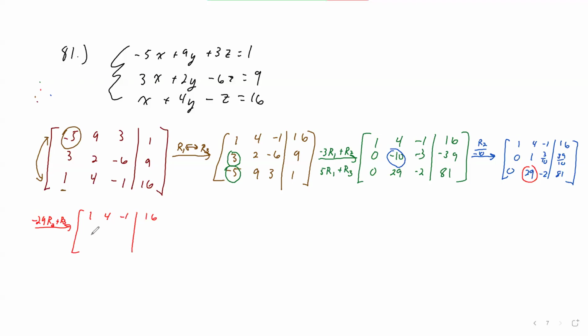-29 times 0 plus 0 is 0. Actually, I don't know why I'm doing that. These are all going to be the same. So -29 times 0 plus 0 is 0. -29 times 1 is -29, plus 29 is 0.